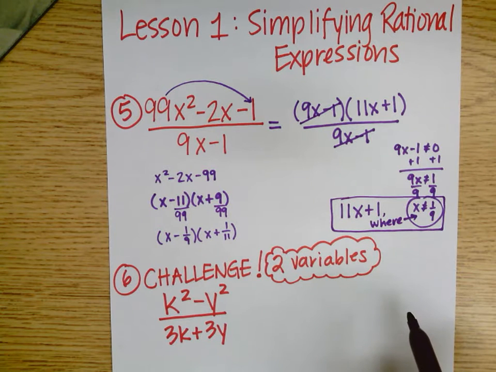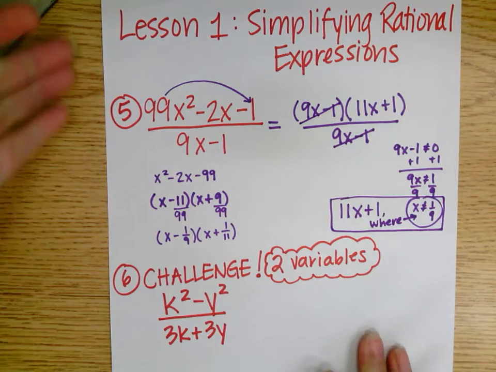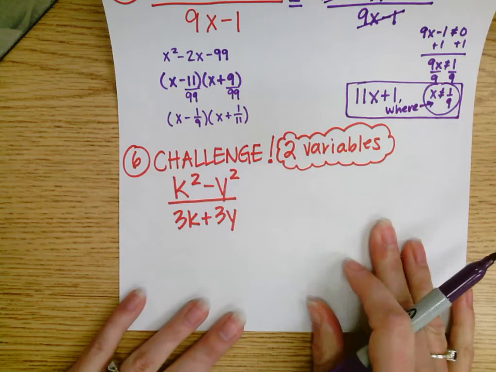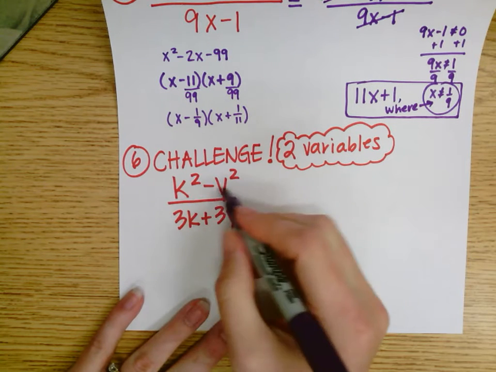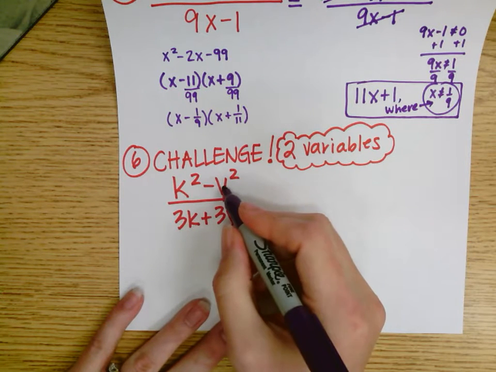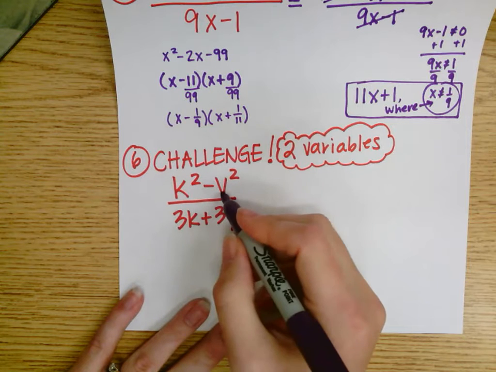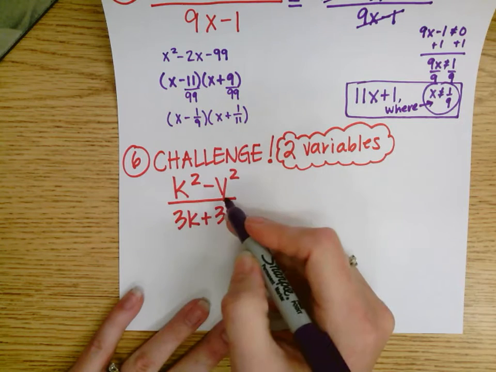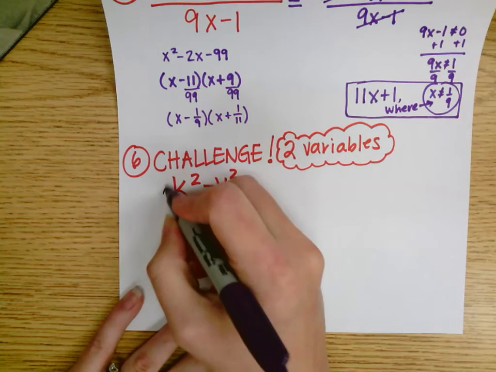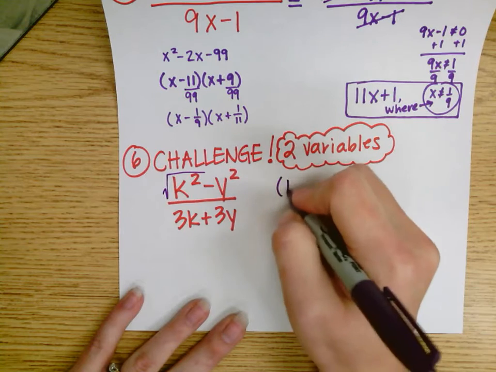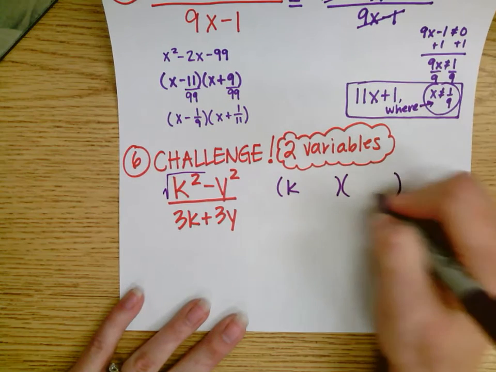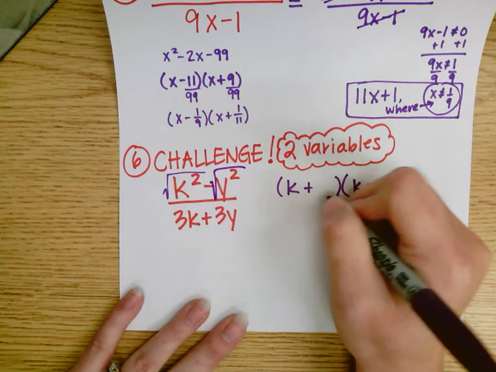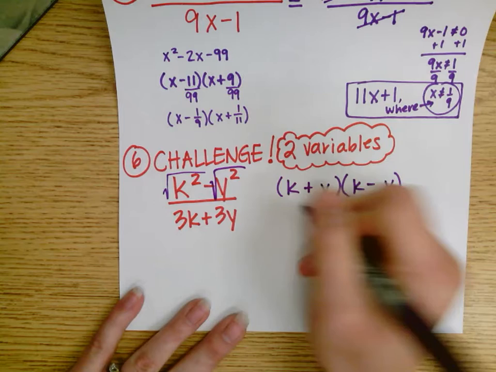Alright, so let's look at this challenge problem. We've got 2 variables, k's and y's. Now this is a binomial. It fits into the whole square root thing. I can take the square root, but because I have a minus, one will have to be a plus and one will have to be a minus. So the square root of k squared is k. One will be a plus, one will be a minus. The square root of y squared is y. Oh, that wasn't too bad.